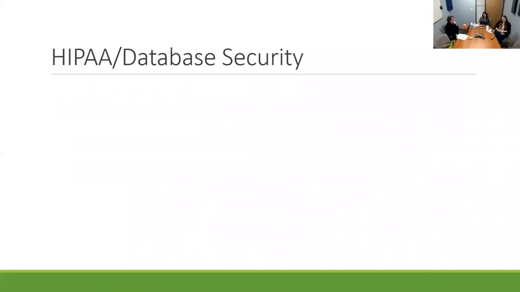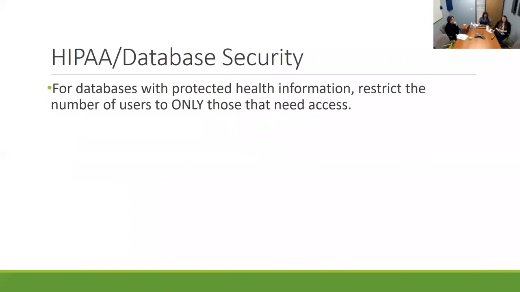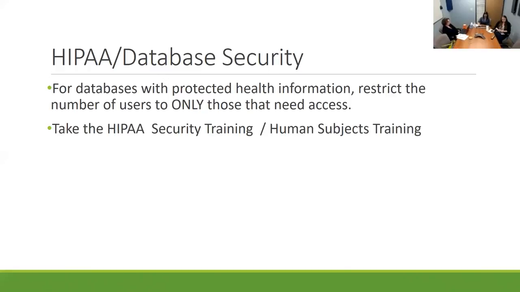We're going to touch briefly on the Health Insurance Portability and Accountability Act (HIPAA) and database security. For databases with protected health information, the best practice, and your IRB (Institutional Review Board) administrator will inform you of this, is to restrict the number of users to only those that need access. So for instance, if we have a database that includes HIPAA information, we do not provide access to this database to everybody at our site. Only the people who will be cleaning and analyzing that data should have access to the database.